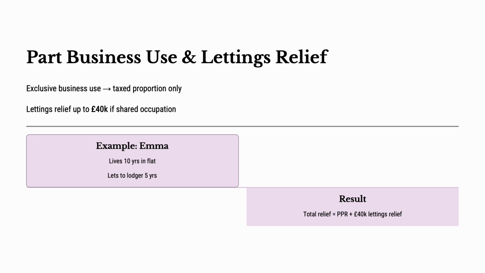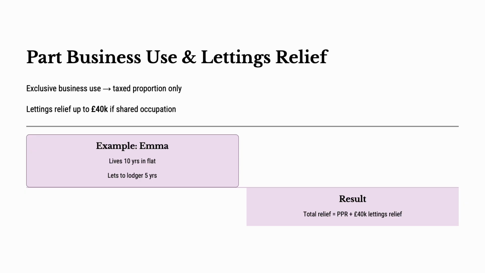Example, Emma lives in her flat for 10 years. For 5 of those years, she has a lodger living in one of the rooms. The entire gain qualifies for PPR because she's living there throughout. Plus, she gets letting relief of up to 40,000 to recover any potential restriction from the letting.